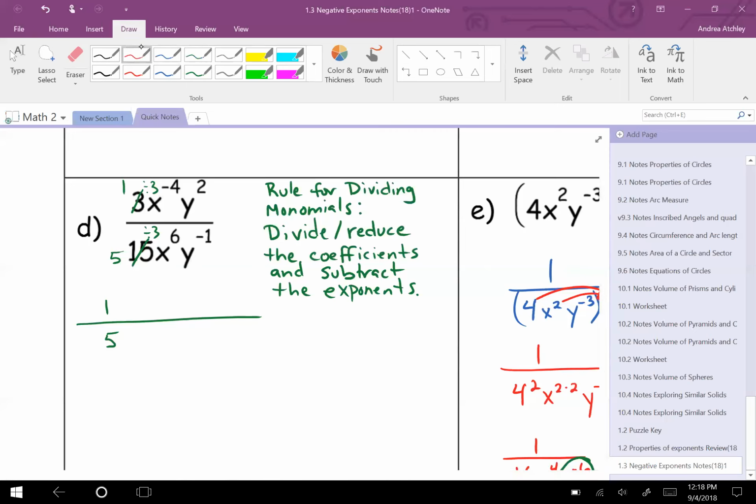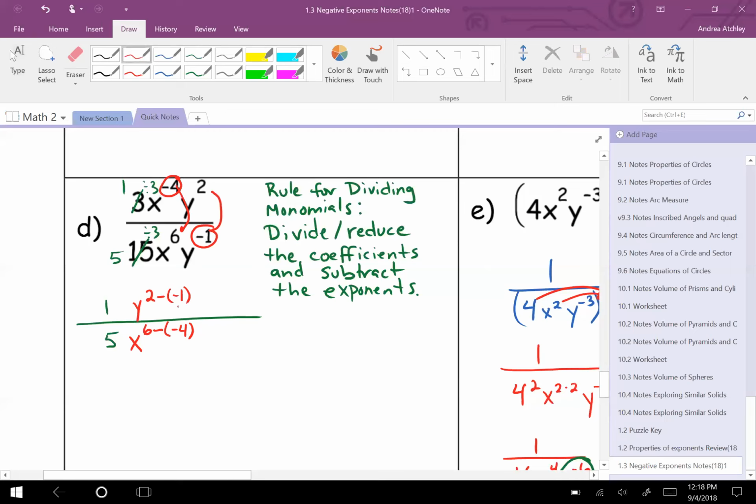Then we're going to subtract the exponents. Remember, the biggest number is where I'm going towards. So is negative 4 or 6 bigger? 6. So I'm going to take the negative 4 to the 6. And I'm going to get x to the 6 minus negative 4. And again, which one's bigger, 2 or negative 1? 2. So I'm going to move this up to this and get y to the 2 minus negative 1.